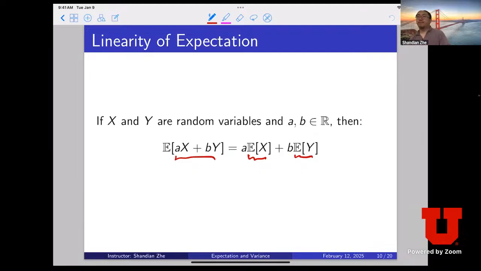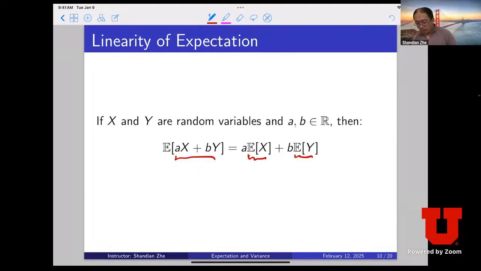Okay. So the proof of this is really simple. But we don't want to talk about it right now, because that will use the concept called marginal density function and distribution. So we'll talk about that later. Here we just use it as a fact.